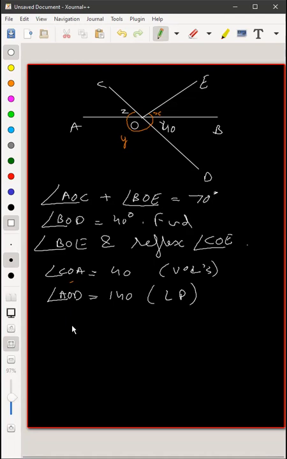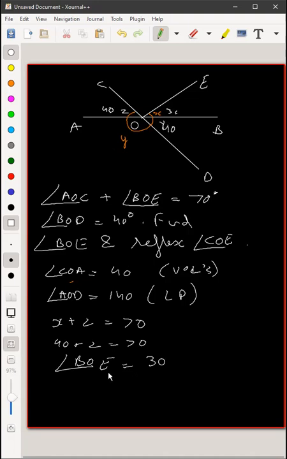And angle BOE is 30 degrees. Why? Because AOC and BOE add up to 70 degrees. AOC is equal to 40, so BOE is 70 minus 40, which is 30. So this is 40, this is 30, right? Then you have to add up COE.